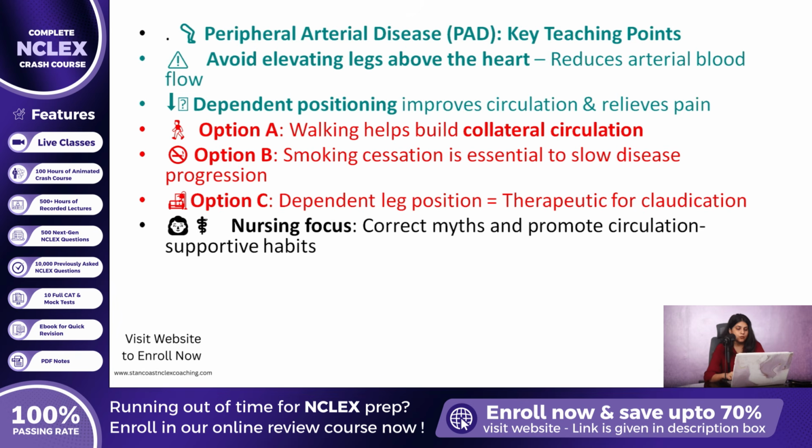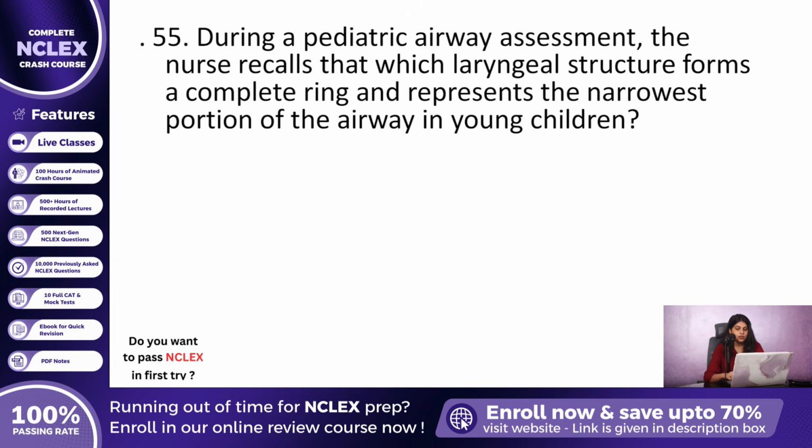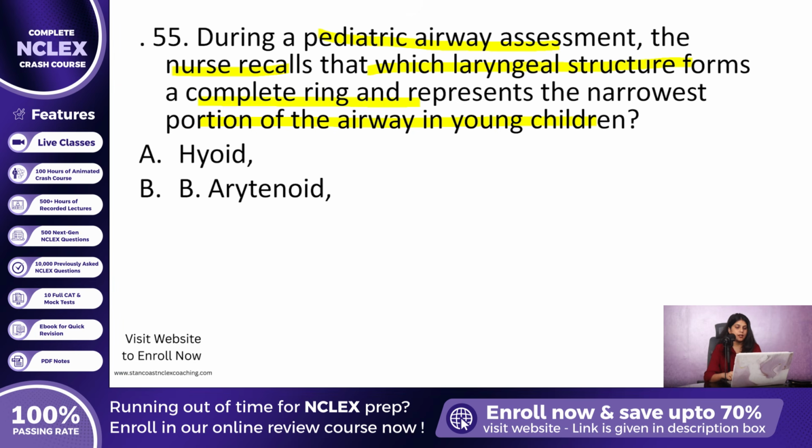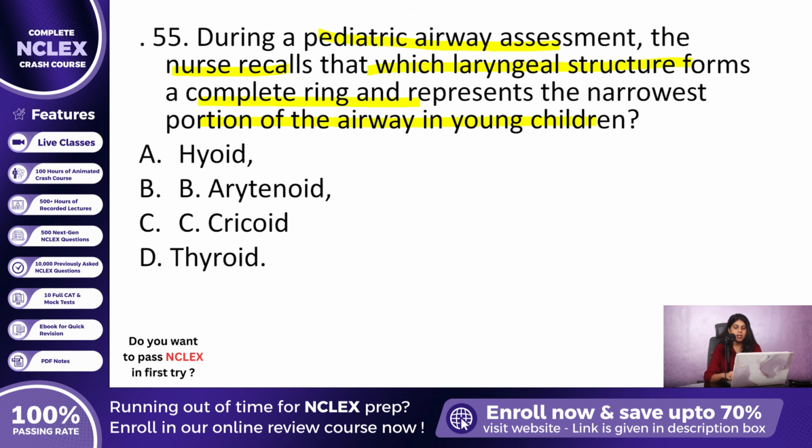Now, let us shift into pediatric anatomy for the next clinical question, 55. During a pediatric airway assessment, the nurse recalls that which laryngeal structure forms a complete ring and represents the narrowest portion of the airway in young children? The options are A. Hyoid, B. Arytenoid, C. Cricoid, or D. Thyroid. The correct answer is option C.